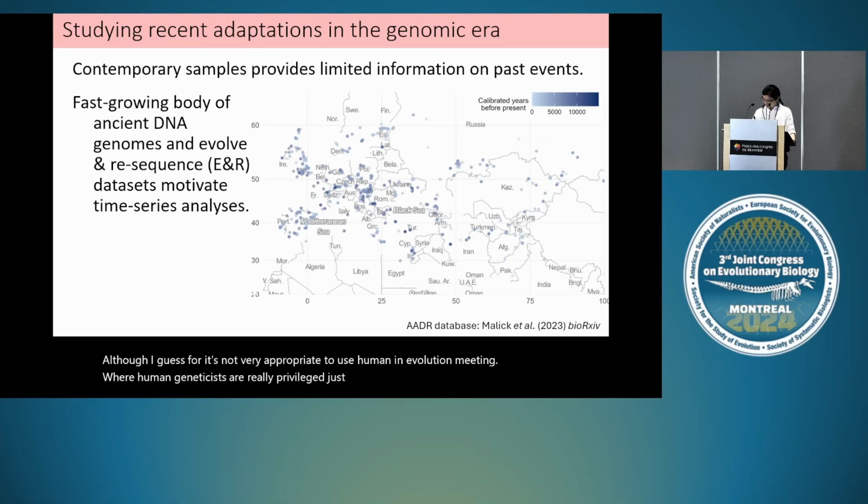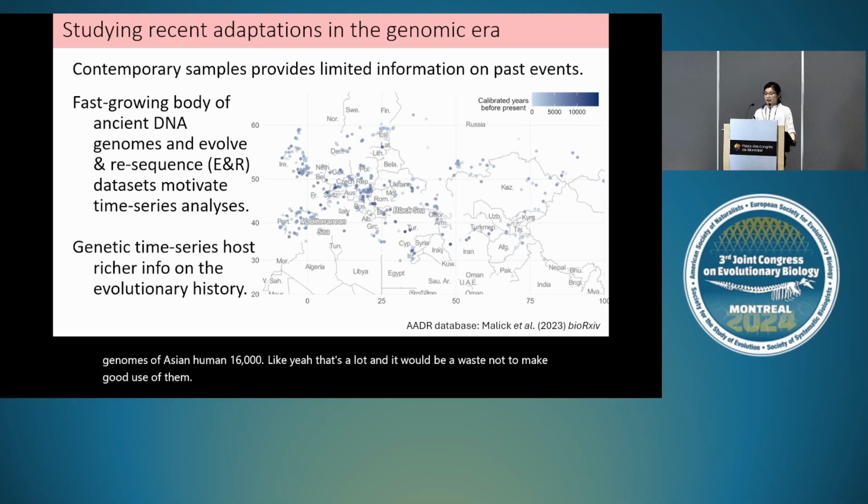Last time I checked, this AADR, Allen Ancient DNA Resource Database, David Reich's lab, have over 16,000 pseudohaploid genomes of Asian human. 16,000, yeah, that's a lot. And it would be a waste not to make good use of them.